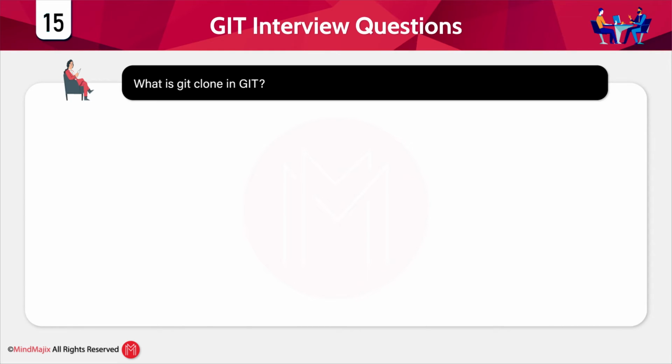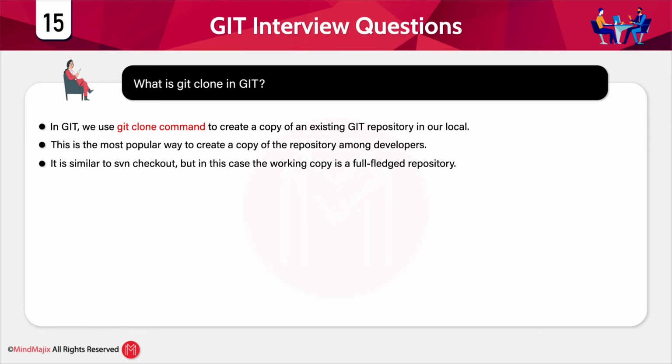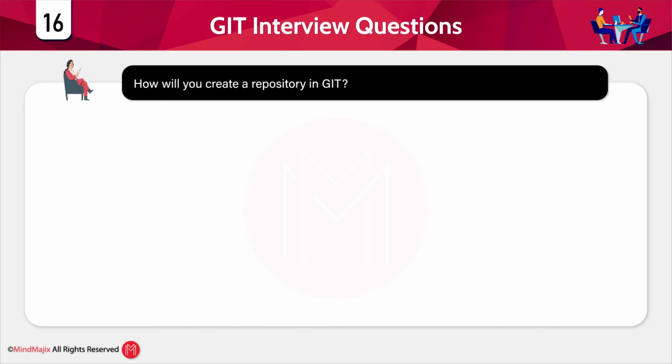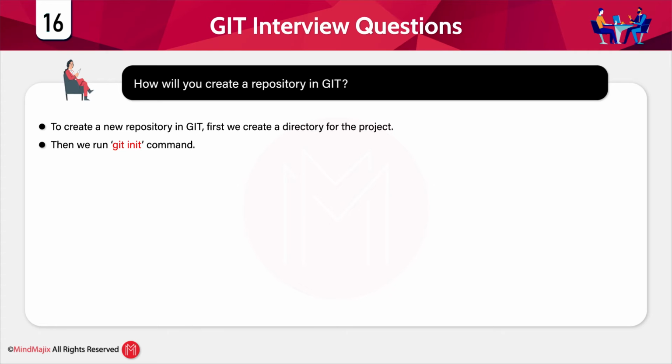Git clone we have discussed just before, right? If you want to create an exact duplicate copy of the remote repository on the local machine, in the local repository, then we call the git clone command. So how will you create a repository in Git? By using the git init command, we can create a repository in Git.